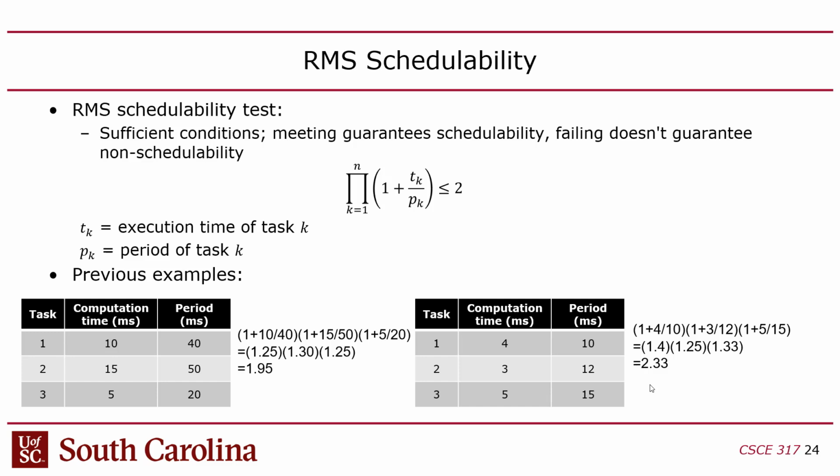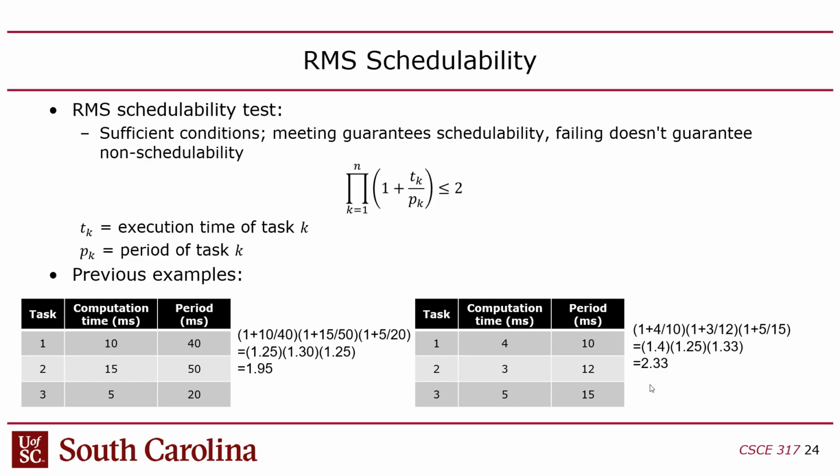Now, by the way, this is independent from the utilization. If the utilization is more than 100%, you definitely can't schedule it, for sure. If it meets this bound, you definitely can schedule it. And if it's in between the bound and the utilization of 100%, then it's unclear, right?